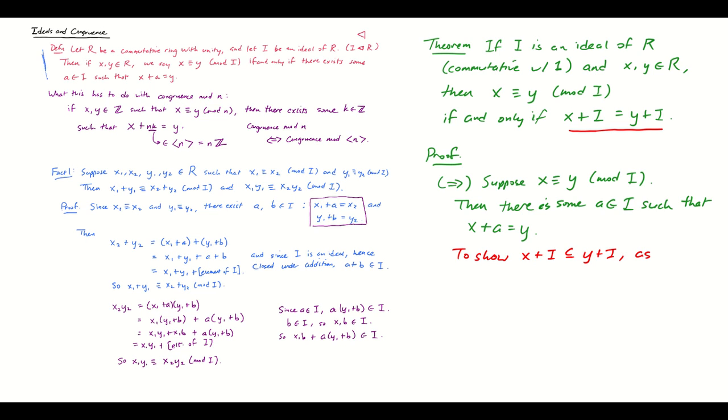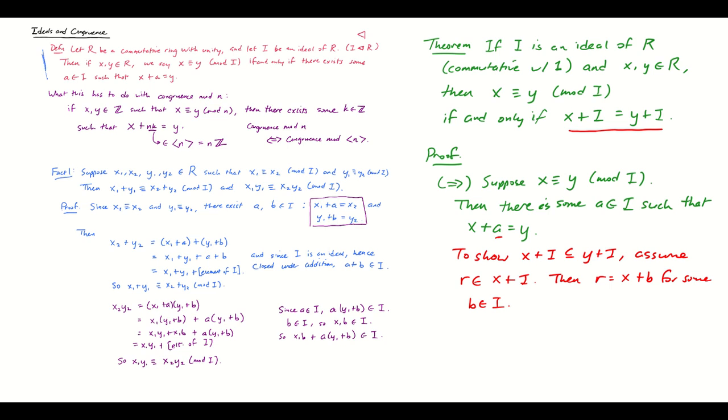So let's assume that we have some element of x plus I, and I'm running out of letters. Let's just call it r. Let's assume that r belongs to x plus I. Okay, so then r is equal to, and I want to say x plus a, but a is already defined, and we need to leave that put. So let's say r is equal to x plus b for some b in I.